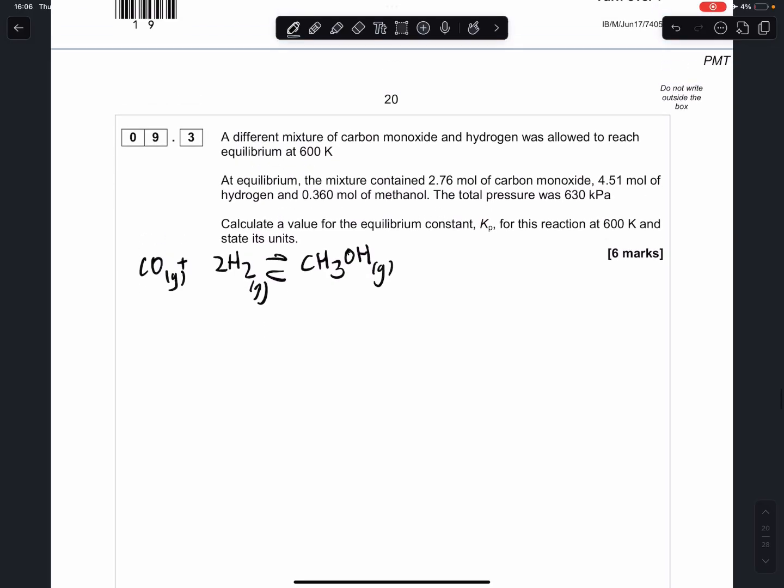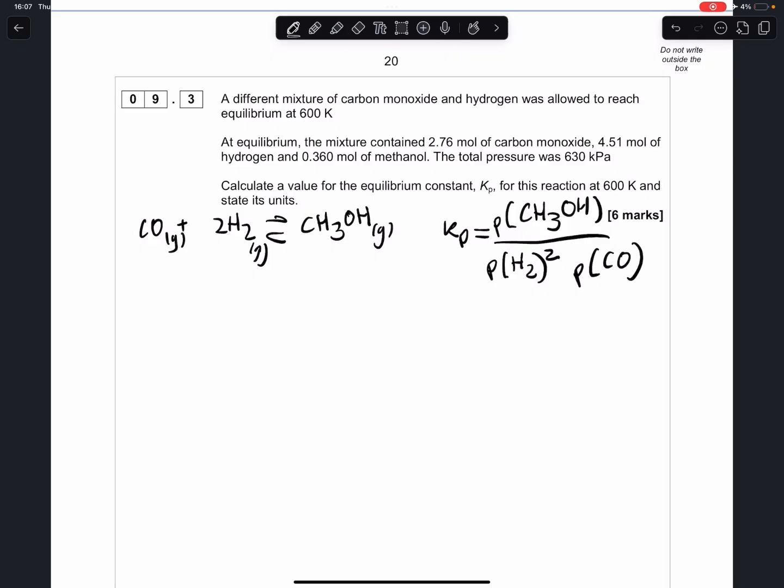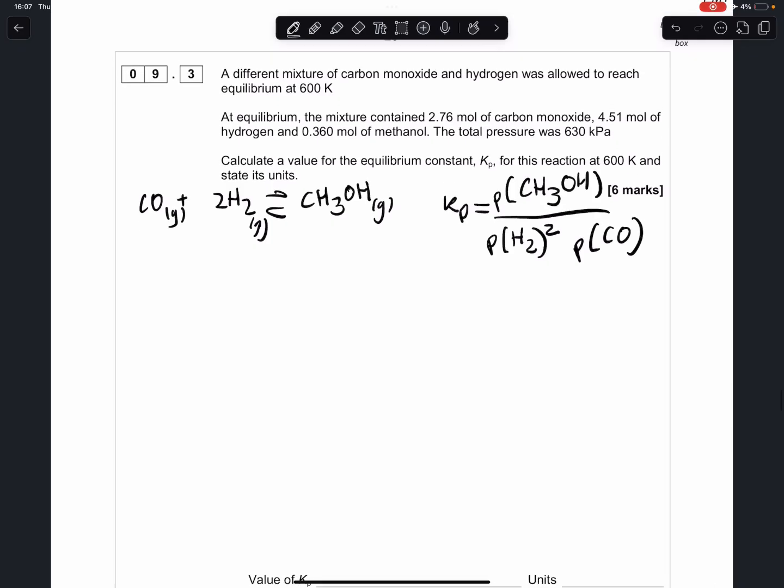I think it's also worth quickly writing out what the Kp expression for this would be, which is products over reactants, because that is going to get you a mark. Remember, it is circle brackets for partial pressure, not square brackets of concentration like in Kc or Kw. It's circle brackets because it's a gas and it's partial pressure. So our product, CH3OH, our methanol, over our partial pressure of hydrogen, and because there's a 2 there, put a big 2 there, multiplied by our partial pressure of carbon monoxide, and that is the Kp equation we're going to be using.